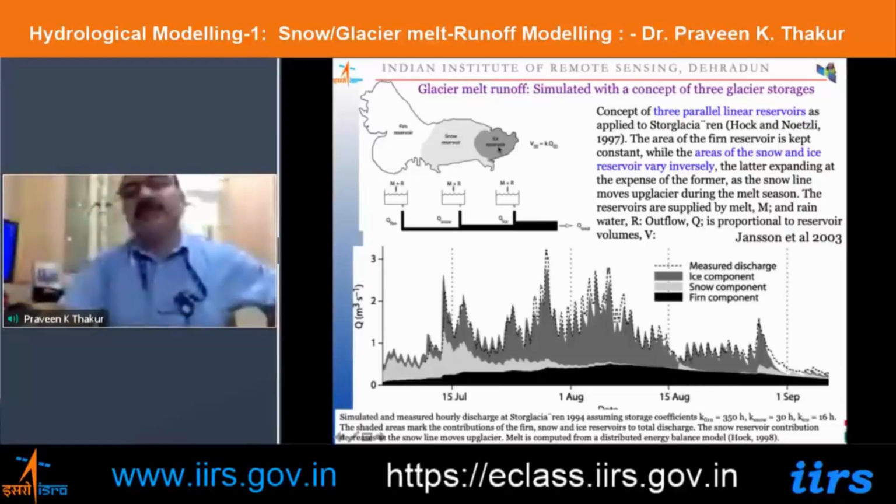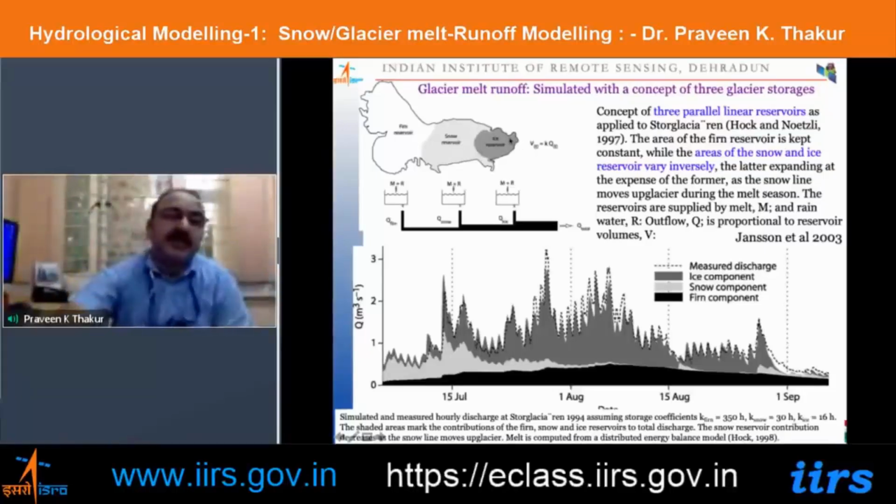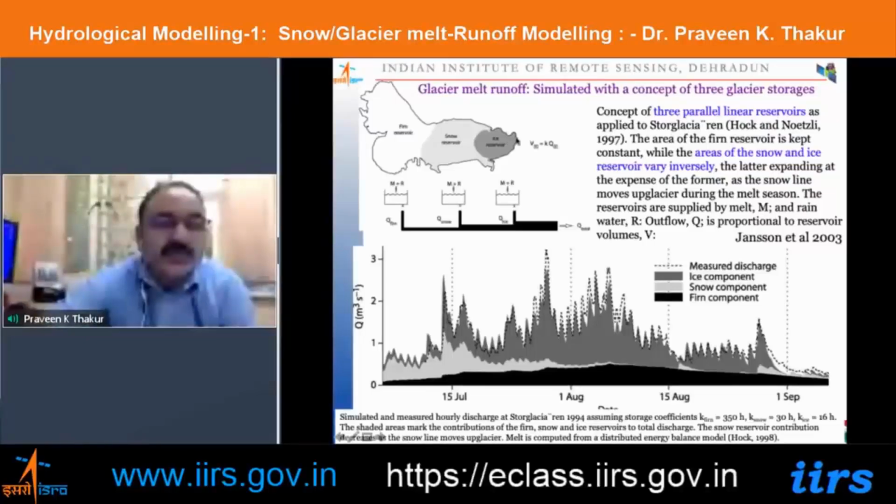For simplicity, in this work, they have decided that this firn area is constant, but the snow and ice are inversely proportional. As the snow reservoir increases, that means at the start of the winter or the spring, your exposed ice is minimum. In that case, the snow reservoir is higher. As the seasonal snow starts melting, this ice reservoir will be exposed up to this maximum. So you can see here various components for the recession coefficient, the storage coefficient: for the firn 350 hours, for the snow 30 hours, for the ice it is 16 hours.